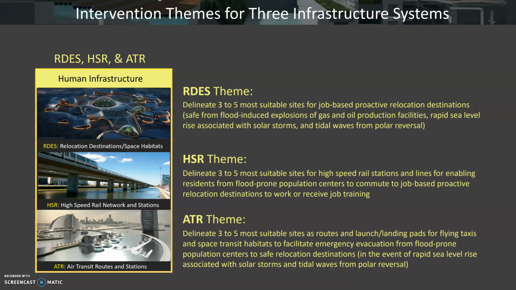Then we'd like for you to look at how you can move people from existing flood-prone population centers to these job-based proactive relocation destinations. So one possible mode of transportation that we're looking at is the high-speed rail network. So we'd like for you to delineate 3 to 5 most suitable sites for high-speed rail stations and lines.